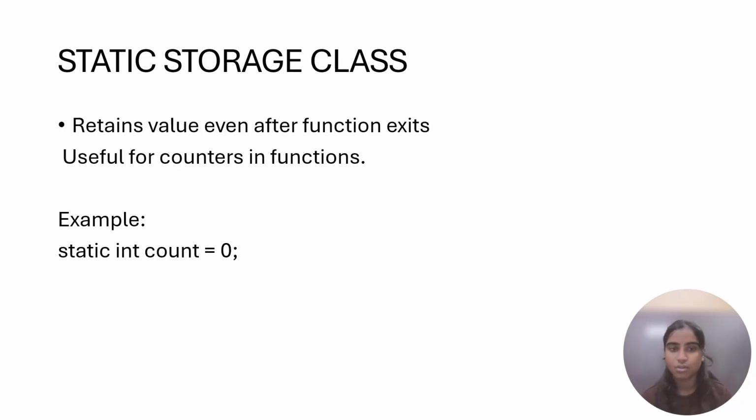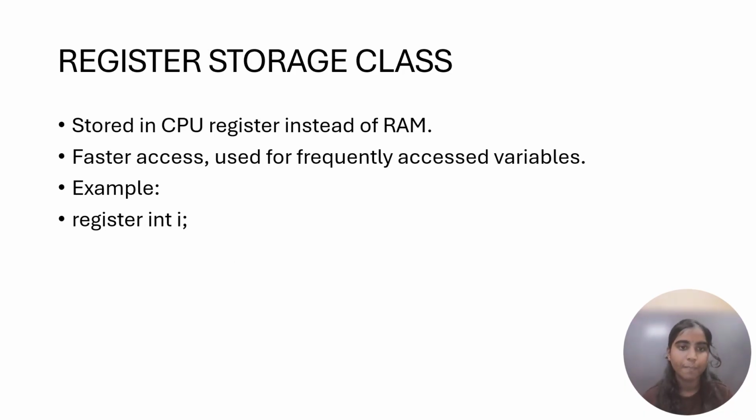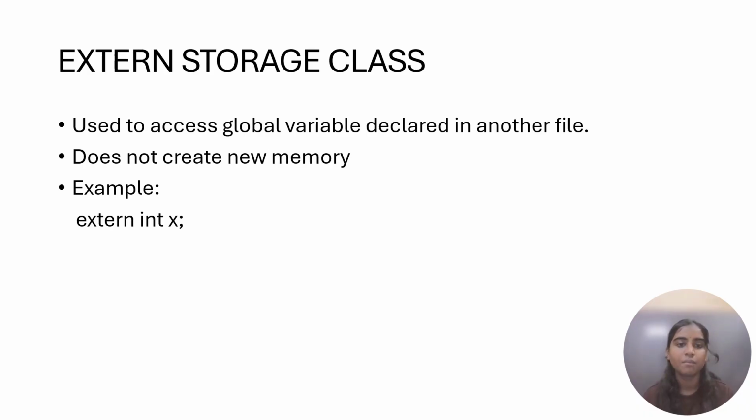So, static storage class. This retains its value even after the function exits. Useful for counters in functions. Example: static int count equals 0. Register storage class. This is stored in CPU registers instead of RAM. It has faster access, used for frequently accessed variables. Example: register int i.